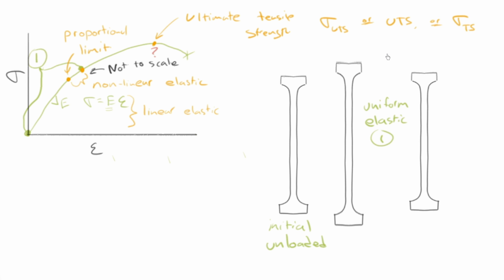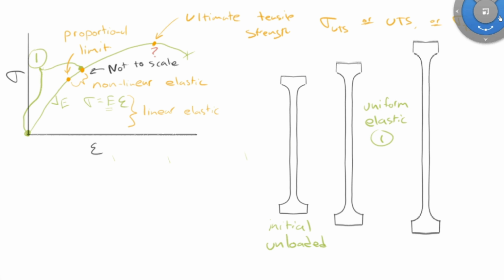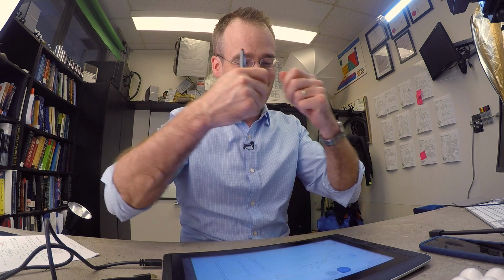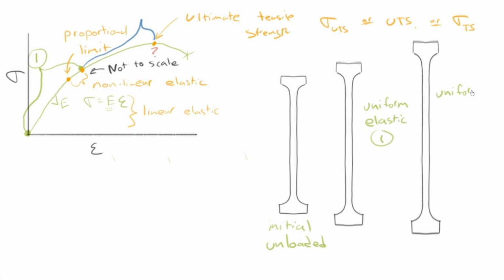And so what I'm going to do is put another sample over there, and I'm going to stretch that even more. So now what I'm trying to describe is what's happening in this region here. It's starting to plastically deform. It's permanently deforming, it's permanently changing. Oh, that fractured. That wasn't supposed to happen. The sample is permanently getting longer, but it is still uniform. Uniform plastic. Okay, so I'll call that 2, and I'll identify that over here as 2.